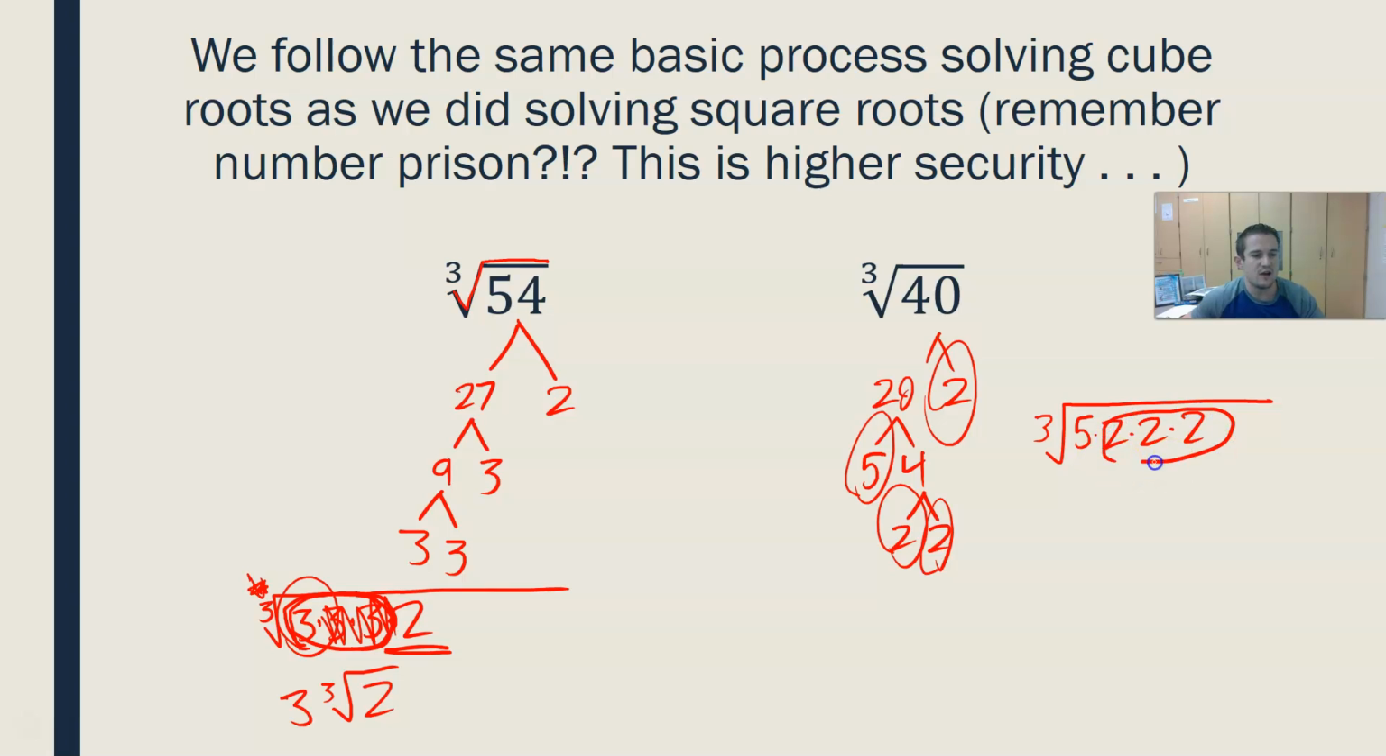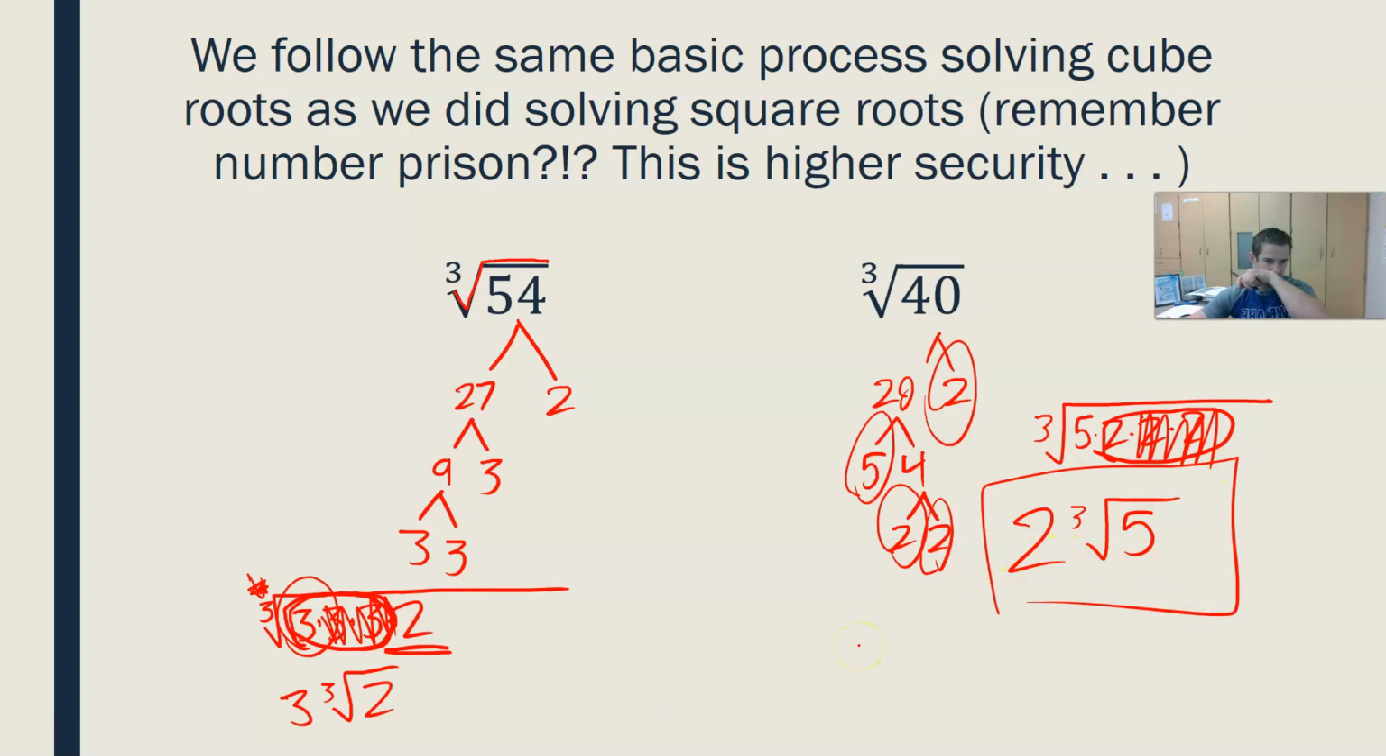Well, notice here I have a group of 3 2s, so they can try to escape, but only one survives. So this 2 gets out, and this 5 stays inside the number prison. He's lonely. He has no group to escape with. So 2 times the cube root of 5 is the simplified radical form of the cube root of 40, and 3 times the cube root of 2 is the simplified radical form of the cube root of 54.